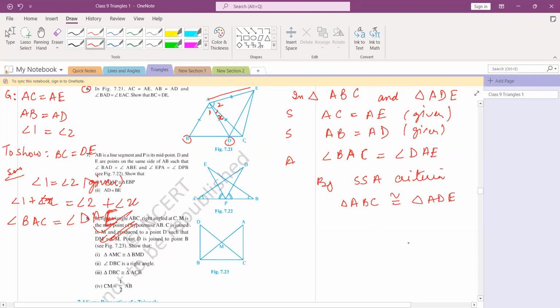All right. And by CPCT, we can see that BC is equal to DE, because BC is a part of this triangle. I mean, this side is equal to this side. So by CPCT, BC is equal to DE. So we have shown it.